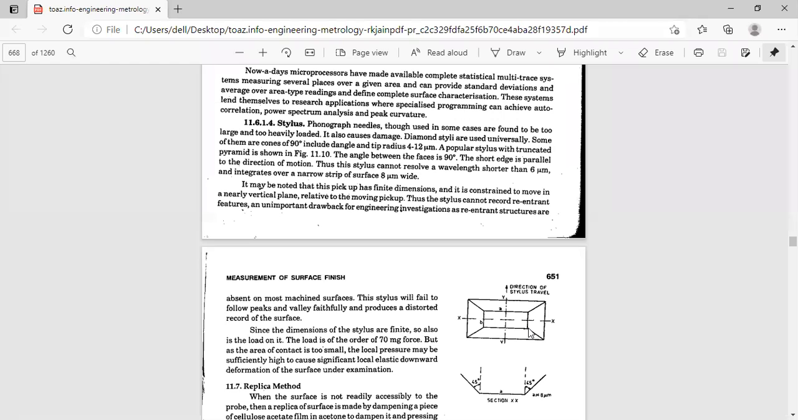So we'll just try to design that particular stylus for that particular wavelength, which is greater than 6 microns only. And we try to integrate that stylus over a narrow strip of surface, that particular 8 microns width. Because all this, we just try to give the specifications, just like the machine setting.